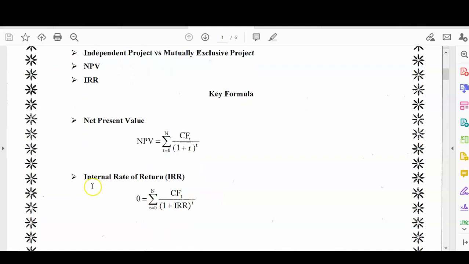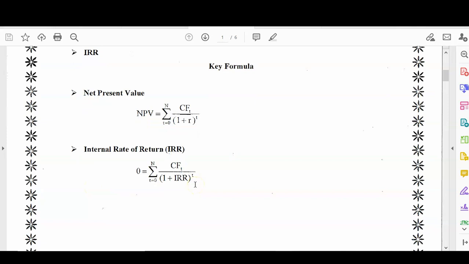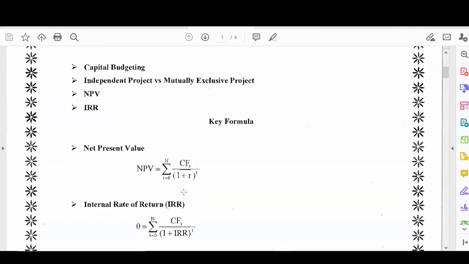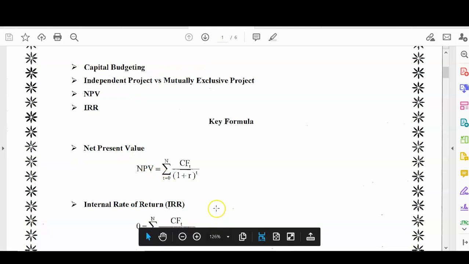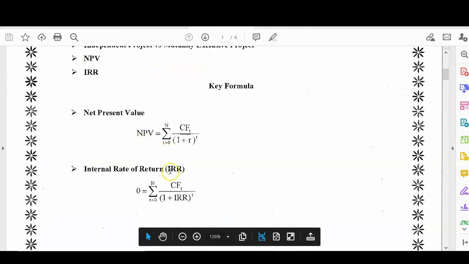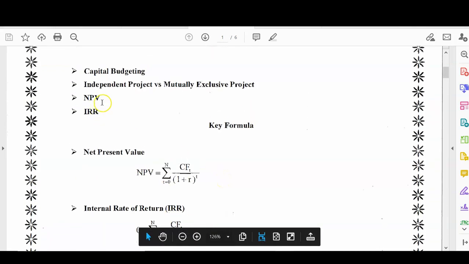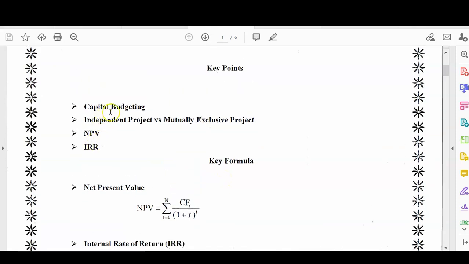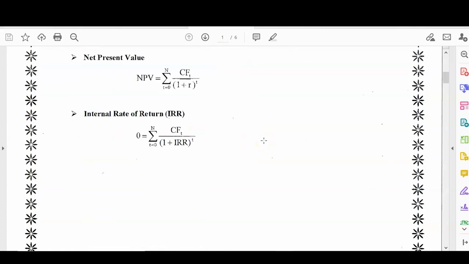And also the formula for internal rate of return, IRR, is when we set the NPV as 0, then the return is called IRR. Okay, so we're going to learn in detail how we can calculate NPV and IRR and how to use these two measures to make capital budgeting decisions for independent projects and also mutually exclusive projects.